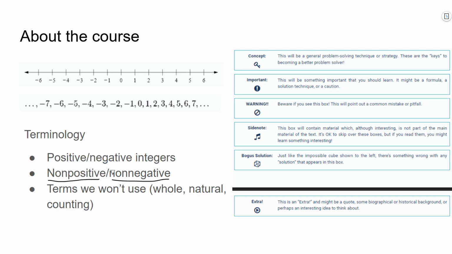So non-positive numbers would be anything that is not positive. That would be 0 and anything negative. Non-negative numbers would be the opposite. It would be 0 and then anything positive would be non-negative.